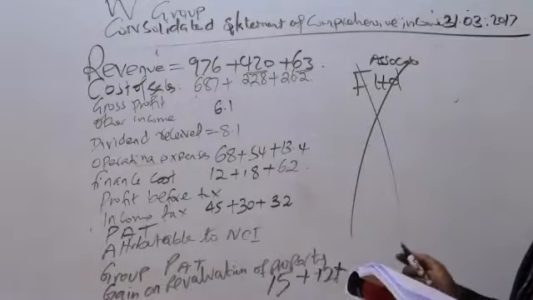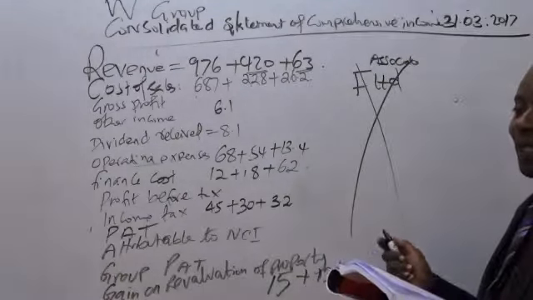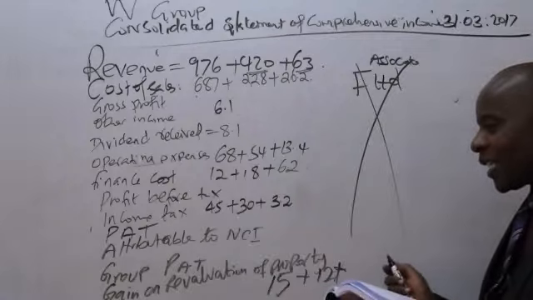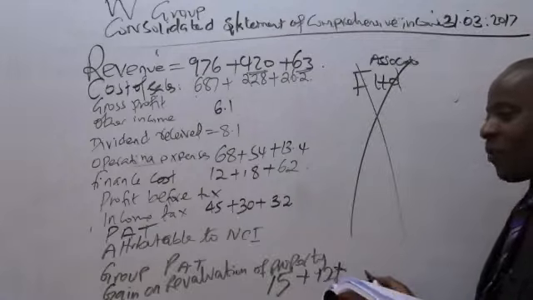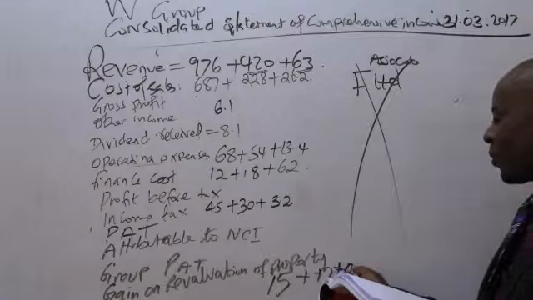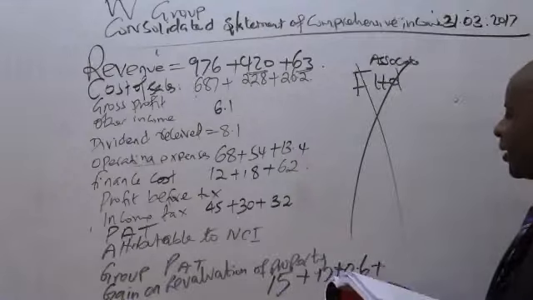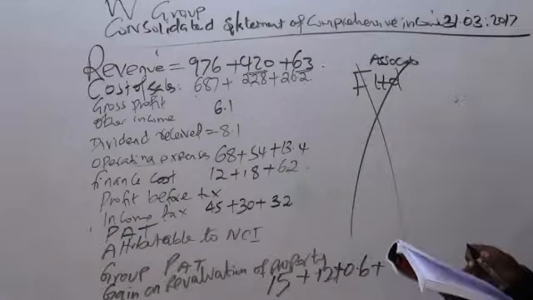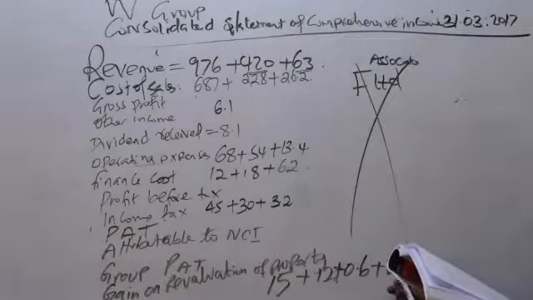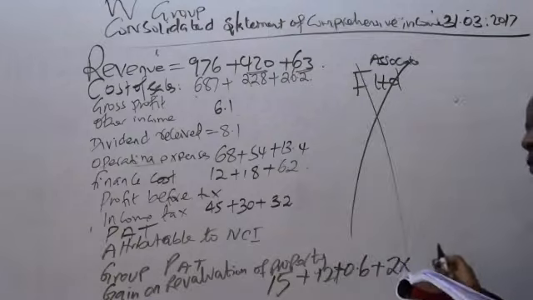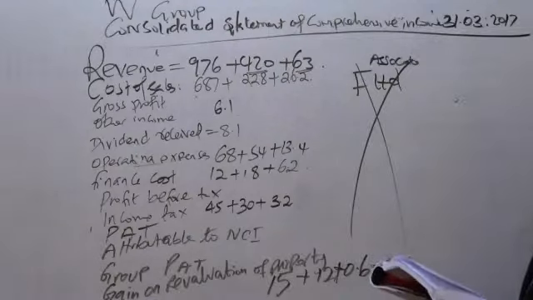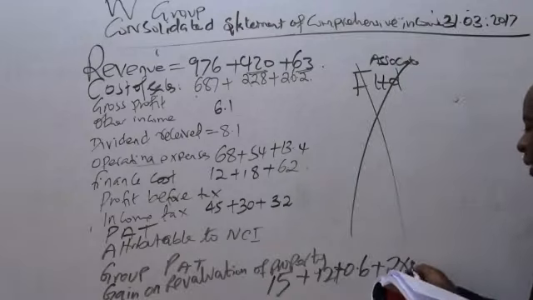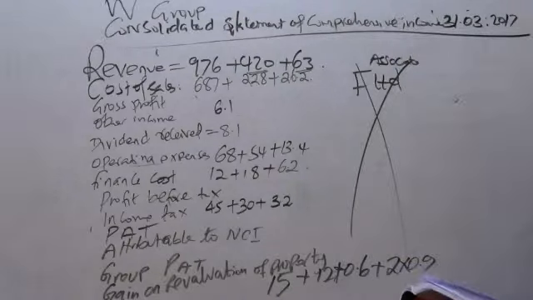Do you know the percentage of S? It is 0.6, so 60%. Plus the gain on revaluation of F, which is 2. So 2 times, do we know the shareholding in F? From note number 1 and note number 2, to be consistent, this will be 90%, which is 0.9.